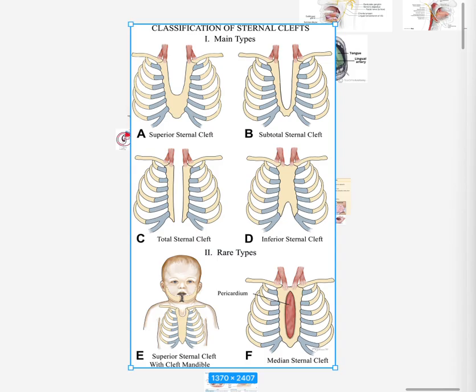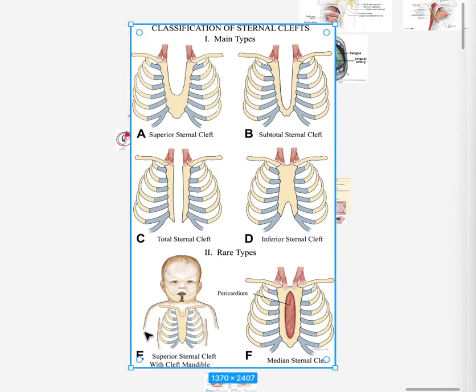And then there's something called complete absence of sternum. This is rare, but this is also very severe. So this is what is a sternal defect. These sternal defects are common with the failure of rostral fold closure.